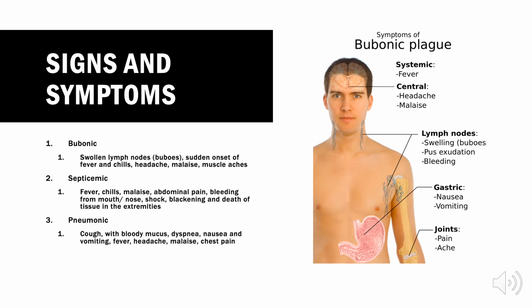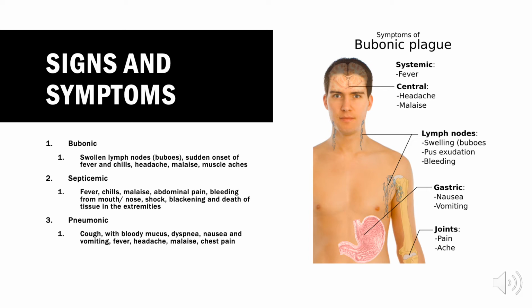It becomes more advanced when you get into septicemic. This is where it becomes more involved in your bloodstream. So you have tissue death, otherwise known as necrosis. There's blackening and death of tissues in the extremities specifically, so your nose, fingertips. You're going to have all the symptoms of the bubonic, but it's just more severe, and now it's affecting your tissues.